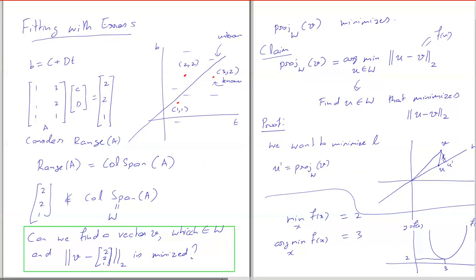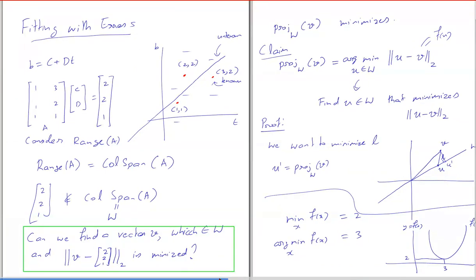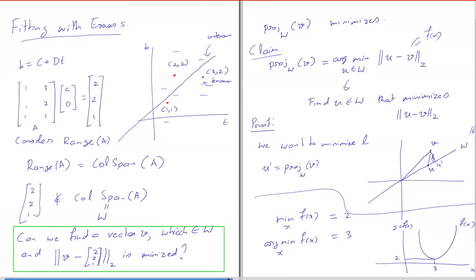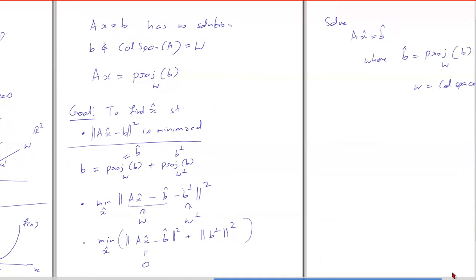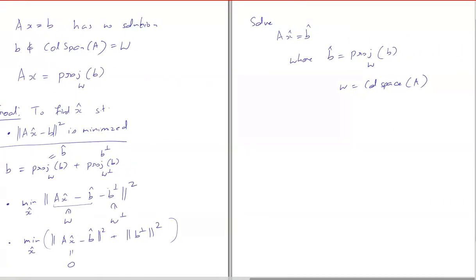Sir, one doubt. If we solve the equation Ax hat equal to B hat, we can get more than one value of x. Yeah, so we can get more than one value of x. I see. Yeah, so that happens. There's a reason that you will get a unique solution. Why is that? Just a second.